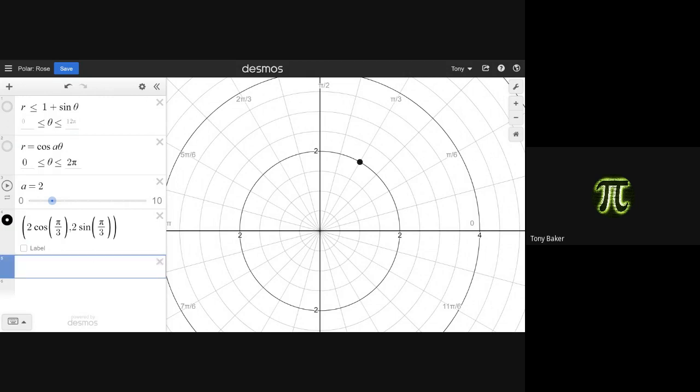And that point was the same as 1, square root of 3. So if we were to graph 1 comma square root of 3, it's in the same spot.